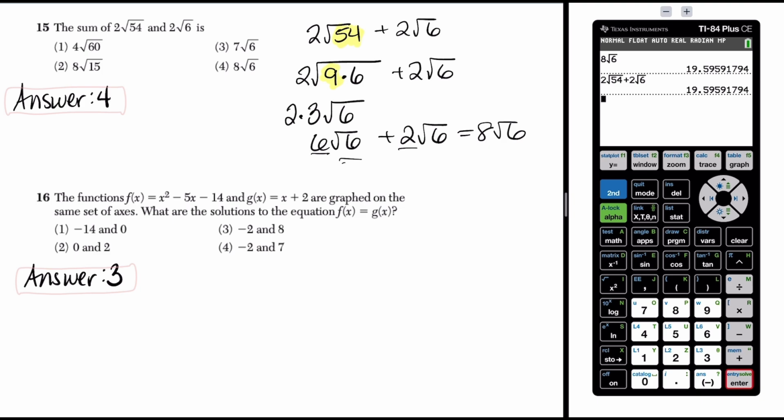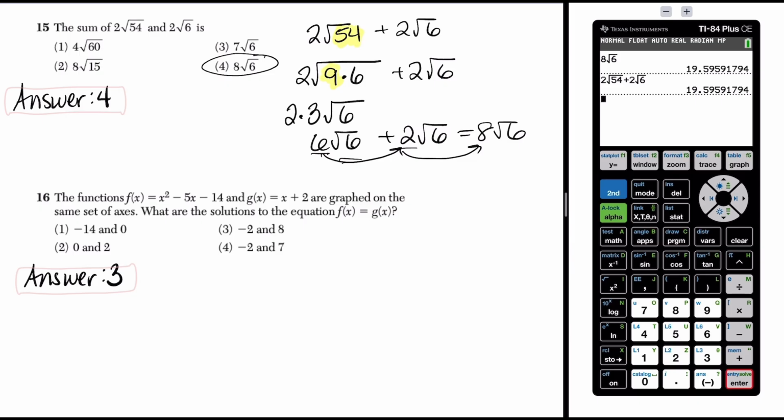So yes, you are adding the 6 and the 2 together, and it's like combining like terms because they both have that square root 6. They have the same value of 8 square root 6, which is 4. Okay, so you are only adding these two whole numbers together and leaving the square root 6 alone.